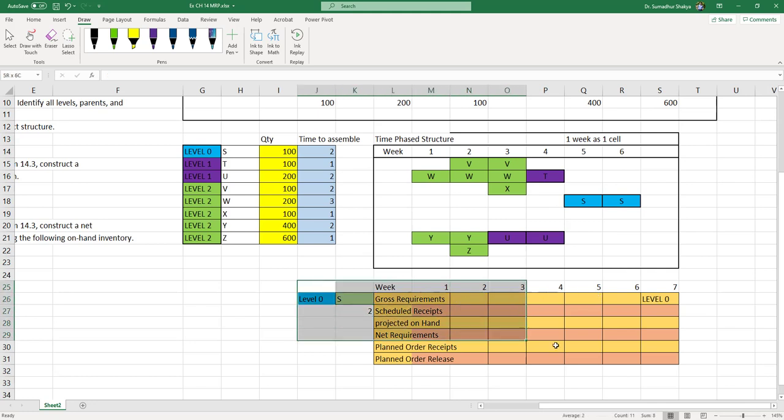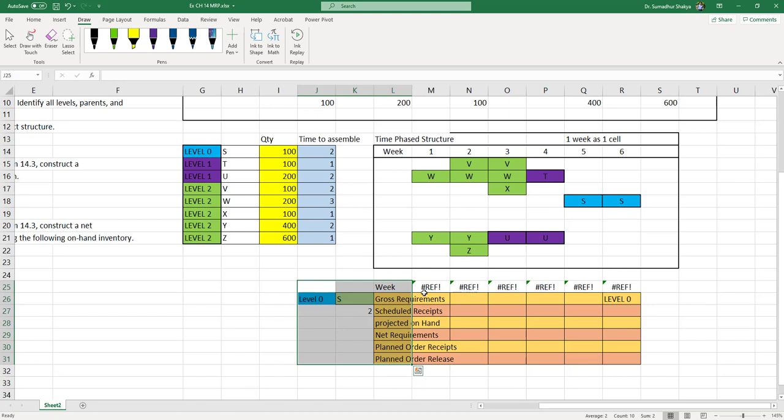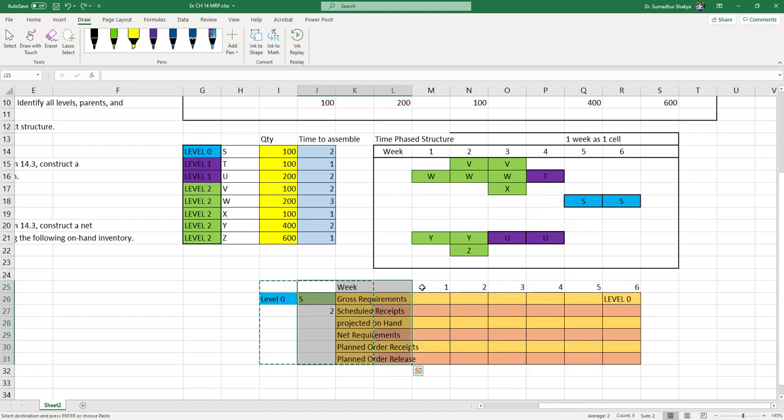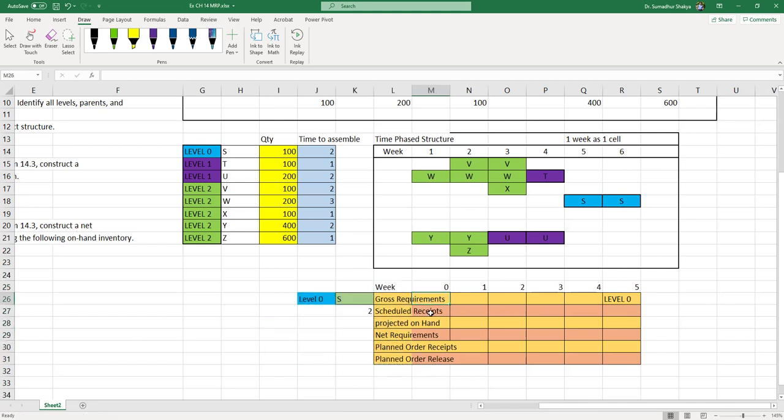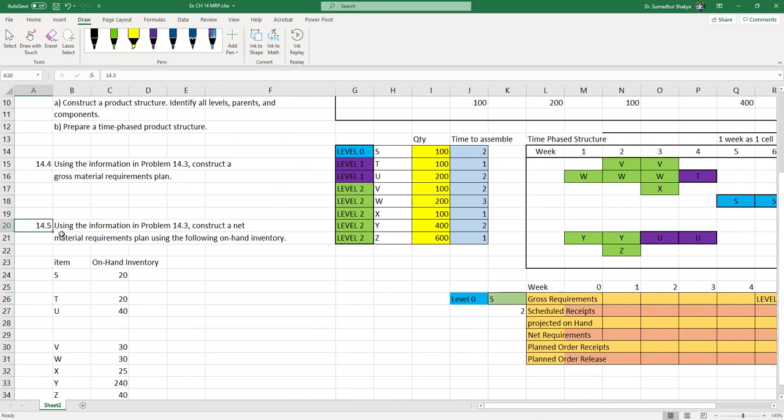So let me align this with the time phase structure on the top. Okay, so now they align. So this is nothing, and then 1, 2, 3, 4, 5, 6. If that's the case, then I can move this 1 cell over. So let me move this 1 cell over. For this, I'm going to use this information, 14.5.